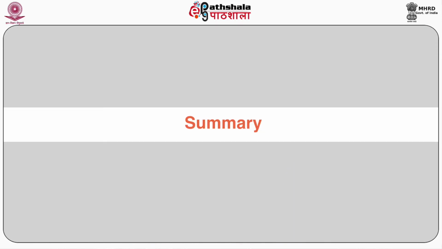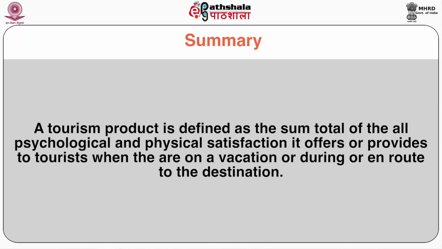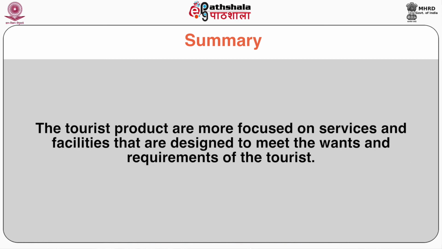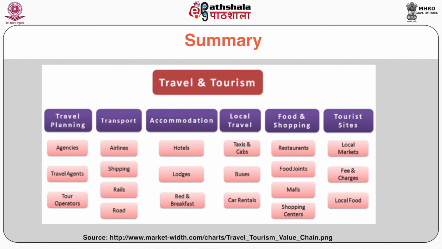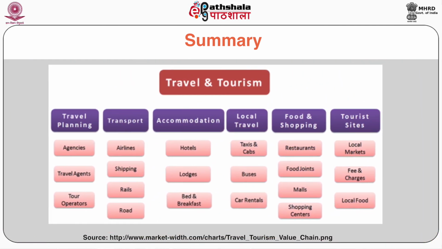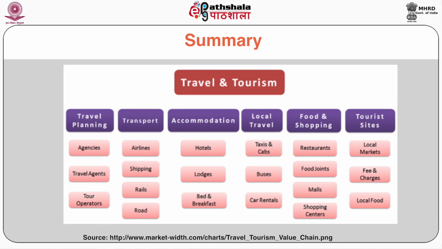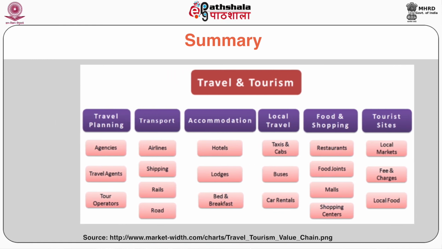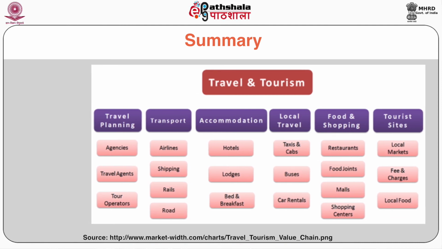Dear students, let us now summarize what we have discussed in this module. A tourism product is defined as the sum total of all the psychological and physical satisfaction it offers to tourists when they are on a vacation or en route to a destination. Tourist products are more focused on services and facilities designed to meet the wants and requirements of the tourist. It can be seen as a composite product: the sum total of the country's tourist transportation, attractions, accommodation, amusement and entertainment, which results in total customer satisfaction.